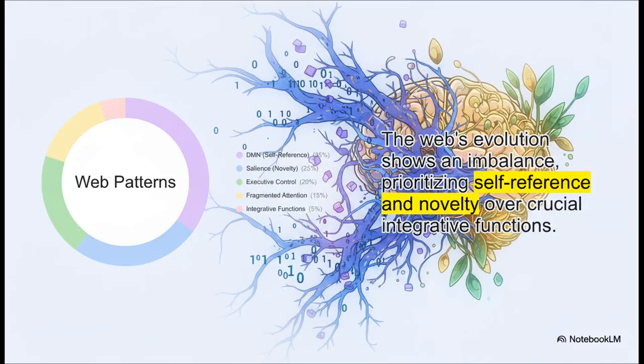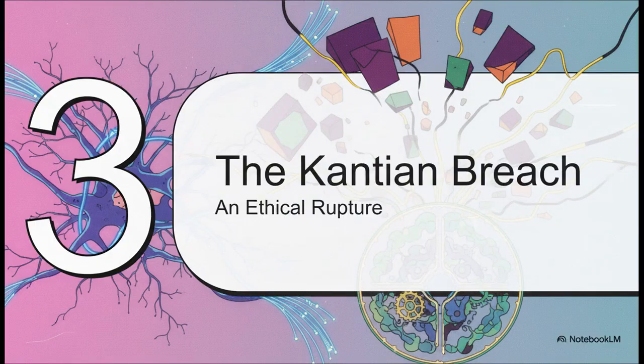And this chart, wow, it just paints the picture, doesn't it? Our digital world has massively overdeveloped the parts of our brain that worry about ourselves and are constantly looking for something new. But meanwhile, those crucial integrative functions, the parts that create wisdom and balance and coherence, they're basically neglected, making up just a tiny little slice of the pie. So this massive imbalance, it isn't just a design flaw. It represents something much deeper, a fundamental ethical breach.